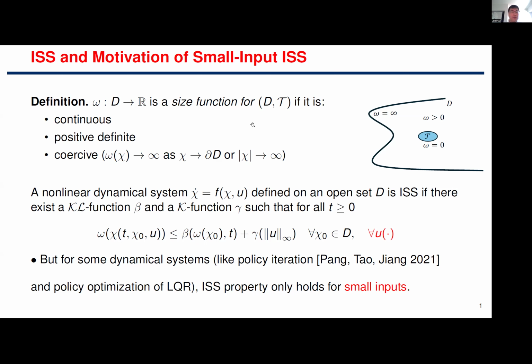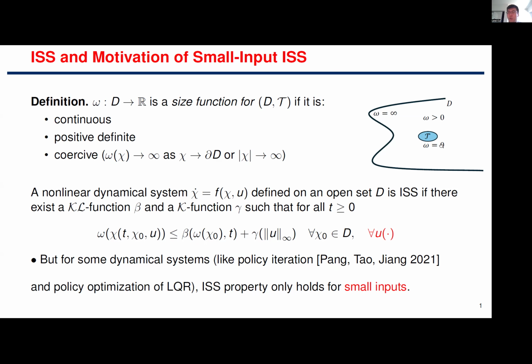So the size function should be, firstly, continuous, and secondly, positive definite. And finally, it should be unbounded, or coercive, which means that when the state tends to the boundary of our open set or tends to infinity, the value of the size function tends to infinity. Okay, so that's why we use the size function to describe the behavior of a dynamical system.